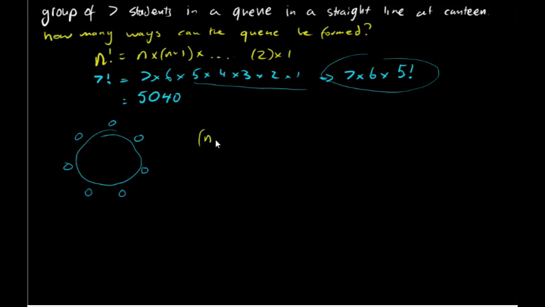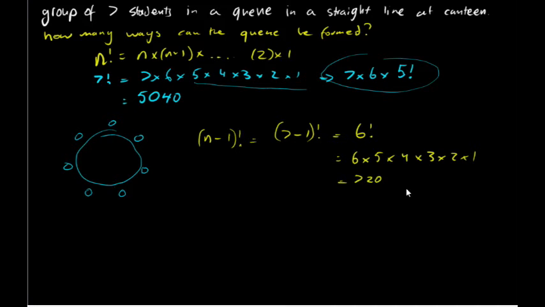So for circular arrangements, it's n minus 1 factorial. In this case, we've got 7 students, so 7 take 1 factorial. So it's going to be 6 factorial. So 6 factorial is just going to be 6 times 5 times 4, 3, 2, 1. And if we do that, we should find that it is 720 different ways that we can seat students around the circular table.